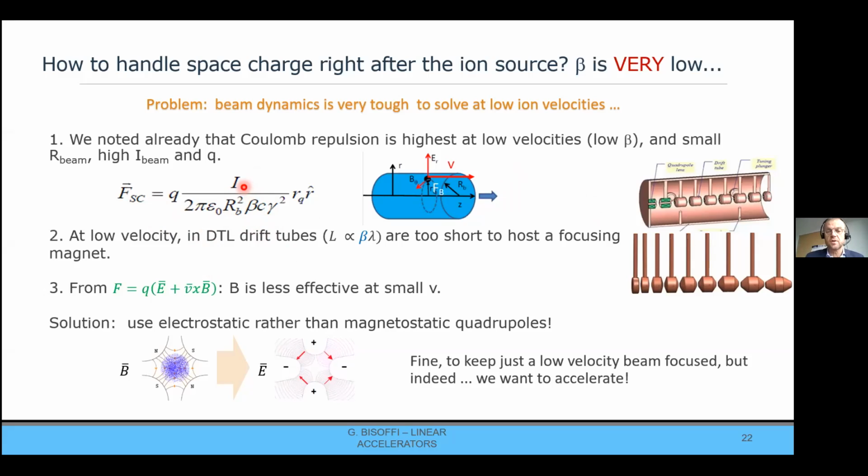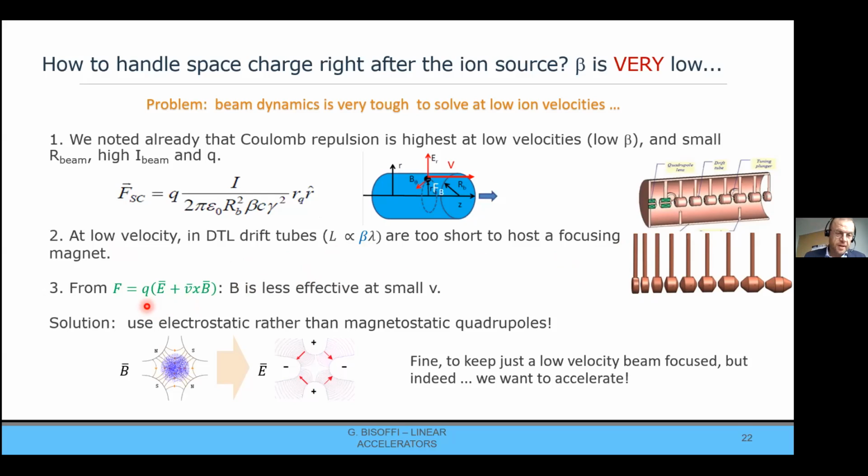But if you have a reasonable current, then you are worried. A second reason is that at low velocity, if you start accelerating the beam with a drift tube, you should find space for your magnet in very, very short drift tubes, which is really very different. That can be really millimeter long.